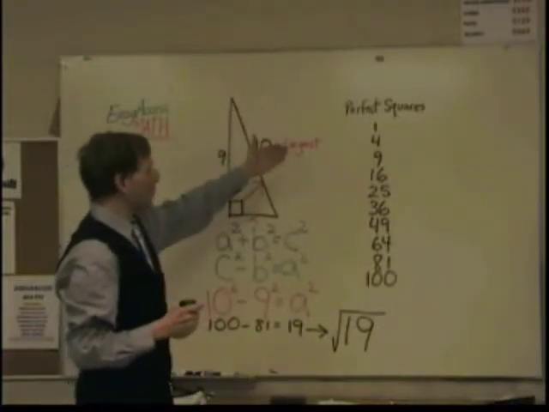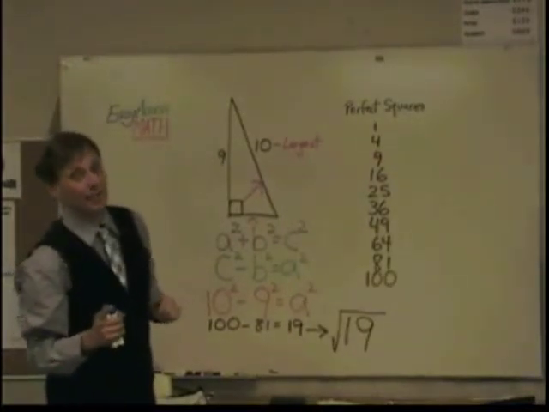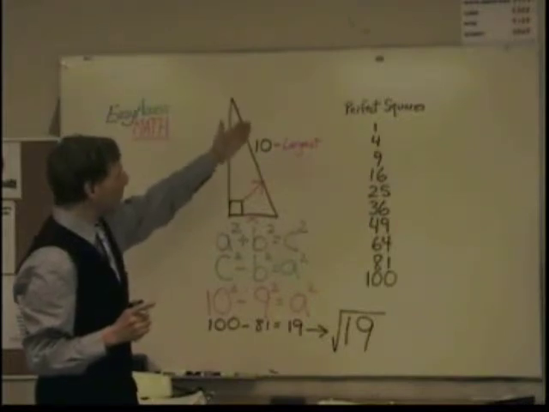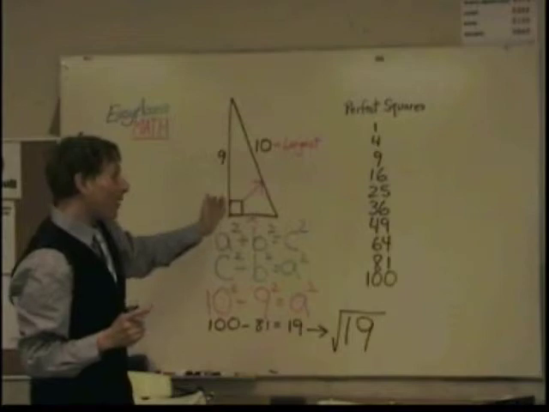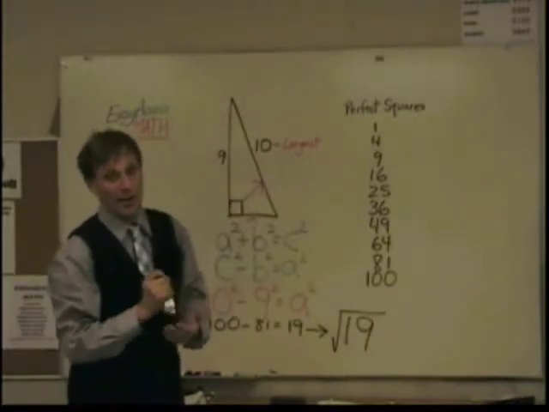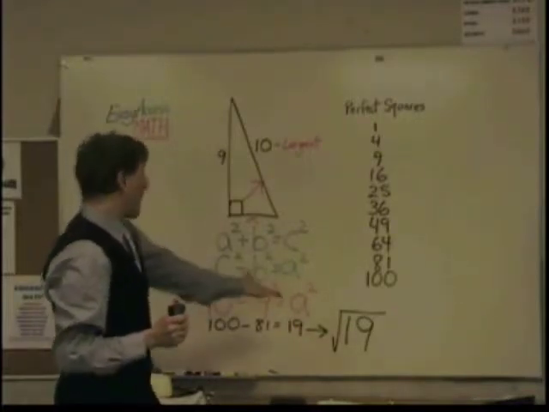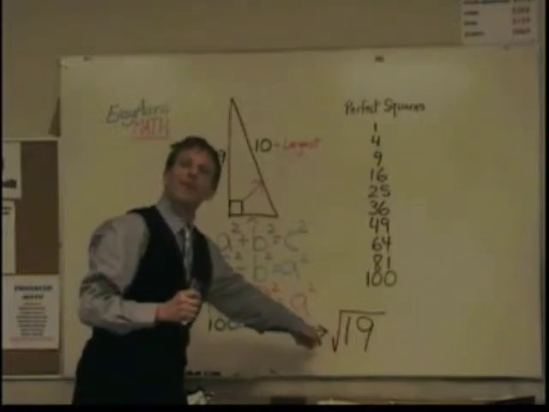Take a look at our perfect squares. I put them there because those are important when you're simplifying radicals. Now, look at any of the numbers and see if anything goes into 19. Well, 19 is a prime number, so nothing but 19 and 1 go into 19. And therefore, that's your answer. You can't simplify it. It's just the square root of 19.